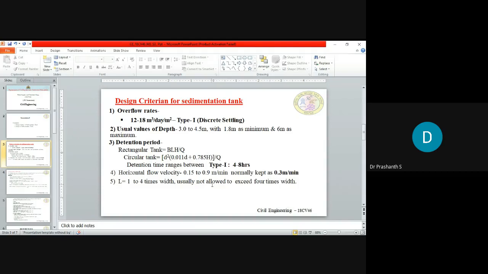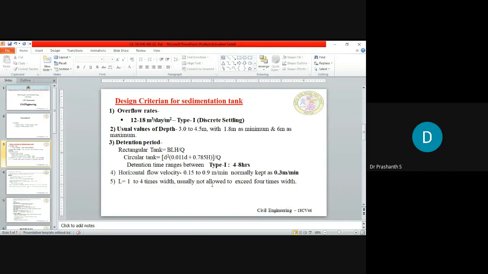Rectangular tank detention time formula is BLH by Q, and for a circular tank you can calculate by the formula d square is equal to 0.011 d plus 0.785 h. Horizontal flow velocity is generally assumed to be 0.15 to 0.9 meter per minute, normally kept as 0.3 meter per minute, and length is equal to 1 to 4 times the width. So whatever the width you take, 4 times of that is generally taken as length.